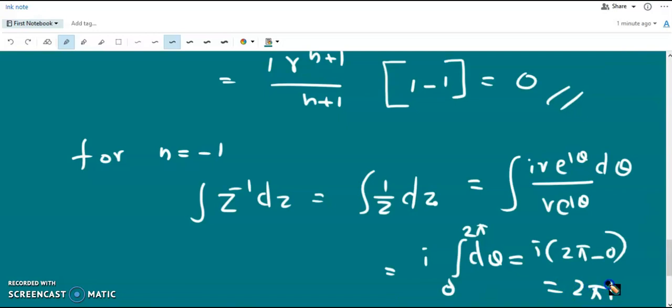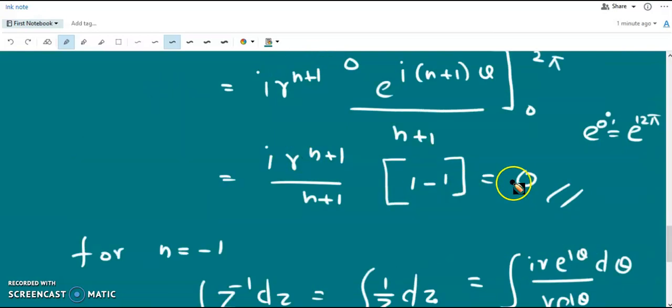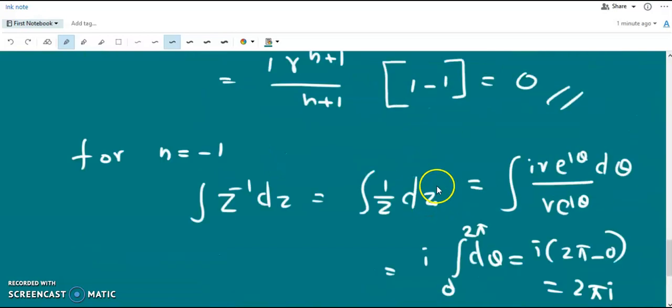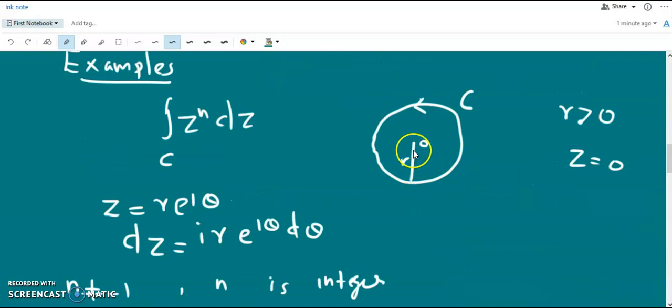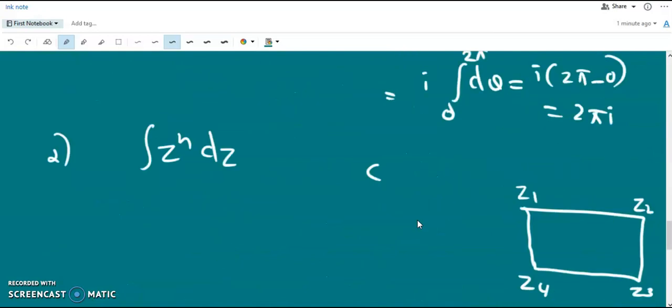is the answer. Okay. So for n equal to minus 1, the result is 2 pi i, and when n is not equal to minus 1, the result is 0. In both cases, the integral is independent of the radius of the contour C, which is R. Okay. So now we can do the same problem, integrate z to the power n dz over another contour. So the contour here is a rectangular contour with corners z1, z2, z3 and z4.